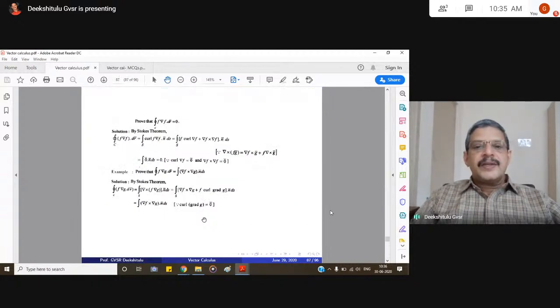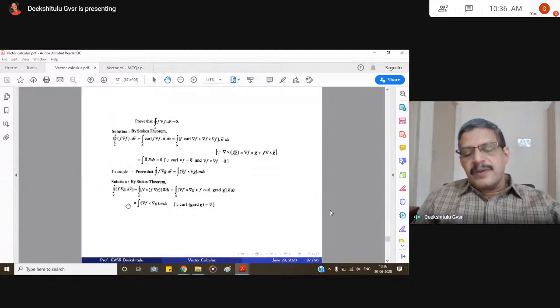So let us see a few problems on this surface integral. Prove that the line integral over C of f grad f dot dr bar is equal to 0, by Stokes theorem. See, what happens is when we apply these theorems, the equations become very simple. That's why the only trick is practice. If you know how to apply Stokes theorem effectively, then it can be solved in 1 or 2 steps.